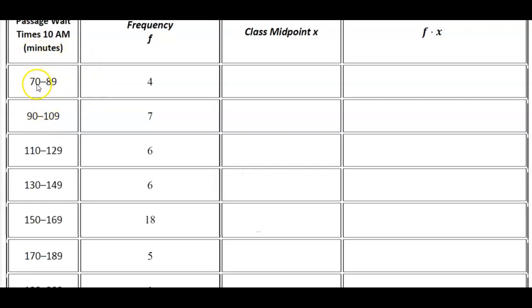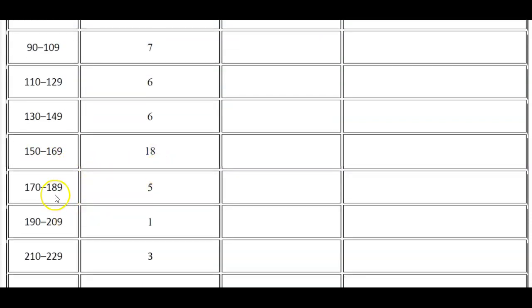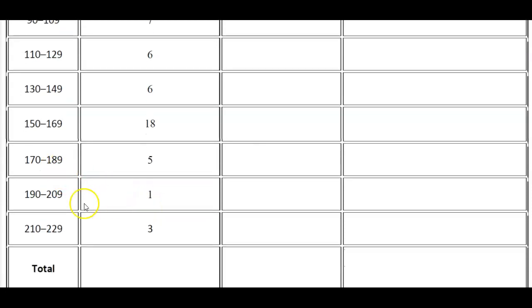For the classes between 70 and 89, we have 4 values in between there. Between 90 and 109, there's 7. Between 110 and 129, there's 6. 130 to 149, there's 6. 150 to 169, there's 18. 170 to 189 is 5. 190 to 209 is 1. And 210 to 229 is 3.